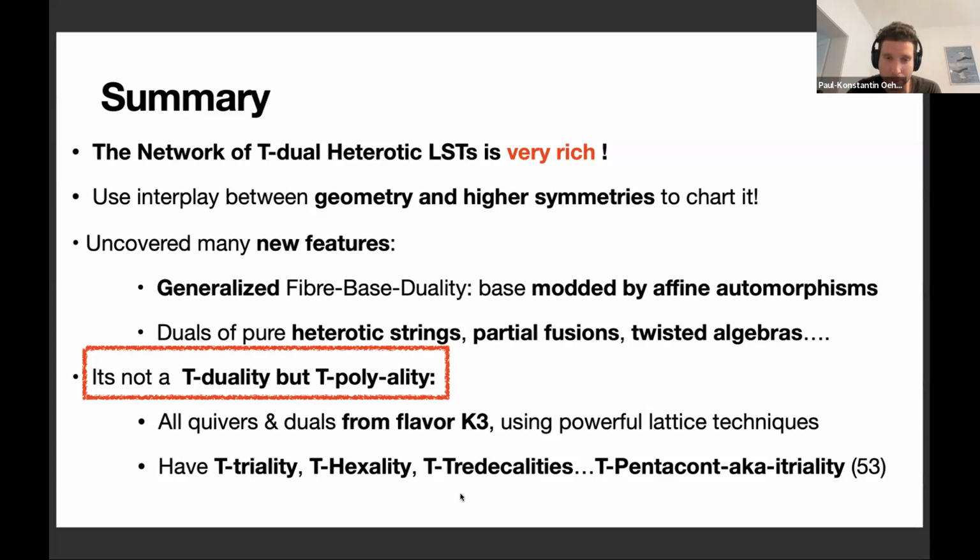I just showed you the T-tridecalities. And in fact, mathematicians have shown us that there are also examples with, okay, T-pentacontatriality. So that's a model with 53 duals. That's pretty nuts. So those dualities do exist, and mathematicians have classified them.